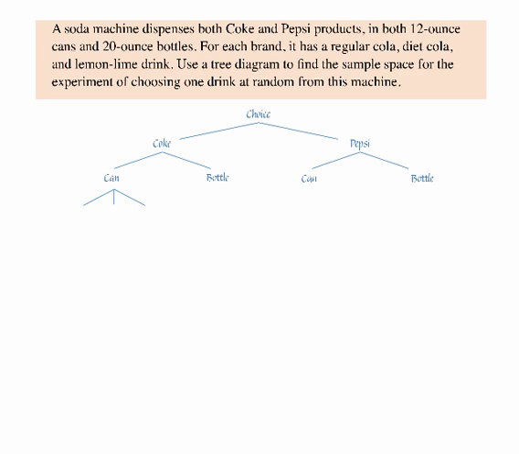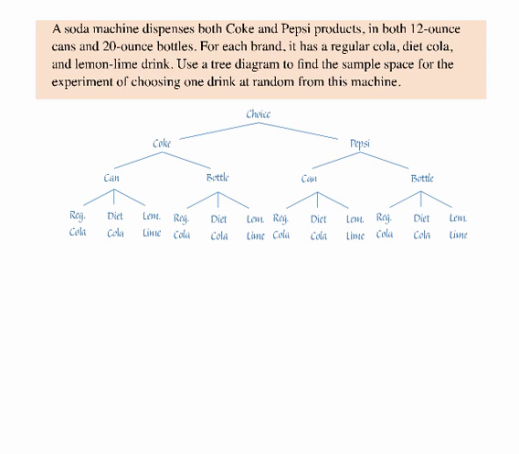Well, there are three different varieties here. There's a regular cola, there's a diet cola, and there's a lemon lime drink. And that remains the same for all of the other four things that live at this second level. If you have a Coke product in a bottle, it could also be either a regular cola, a diet cola, or a lemon lime. Same is true for if you have a Pepsi product that comes in a can, and if you have a Pepsi product that comes in a bottle.